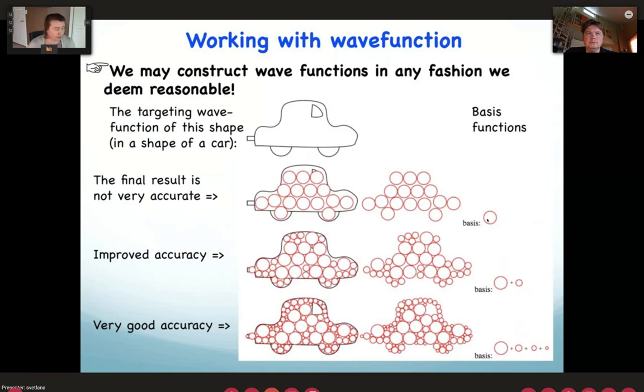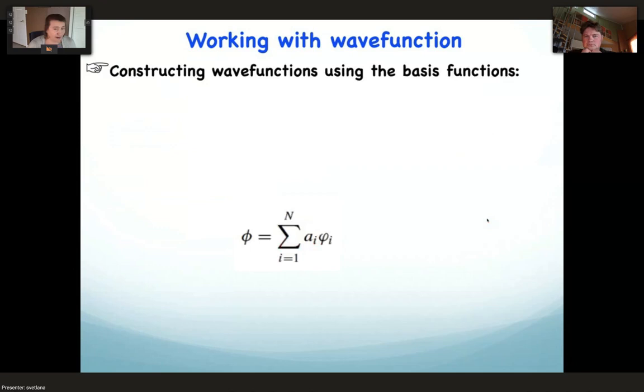So let's now go with mathematical language. How does this look? Capital phi on the left side of this equation is my targeting wave function of a real system, of a real molecule in our case. I represent it as a sum over simplified basis functions, small phi with index i, meaning I have many of them, and I add all of them together. And each of these wave functions will contribute with a different weight or a different coefficient.